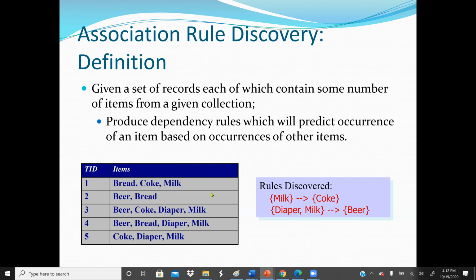The support was better. We can see that the support has a lesser value because it's 3 over 5, the whole database records. Again, we will go into more detail on association, but right now we should understand the definition of association rule discovery. We want to know if we are given 2 or more items, by getting the first one, will it determine the second one to be around? So given a set of records, each of which contains some number of items from a given collection, produce a dependency which will predict occurrence of an item based on the occurrence of other items.